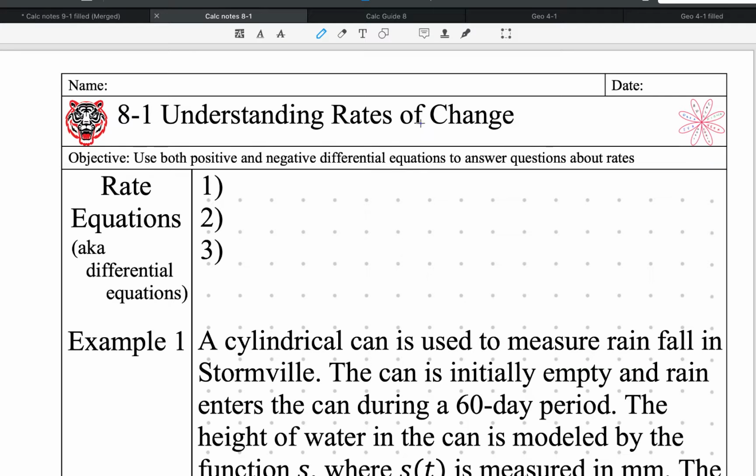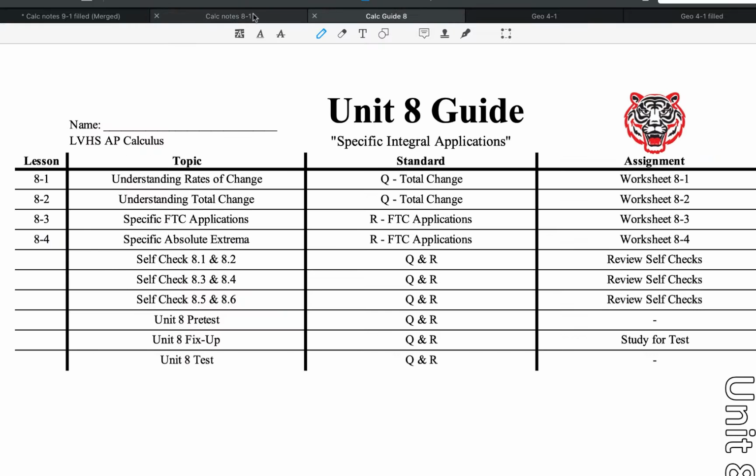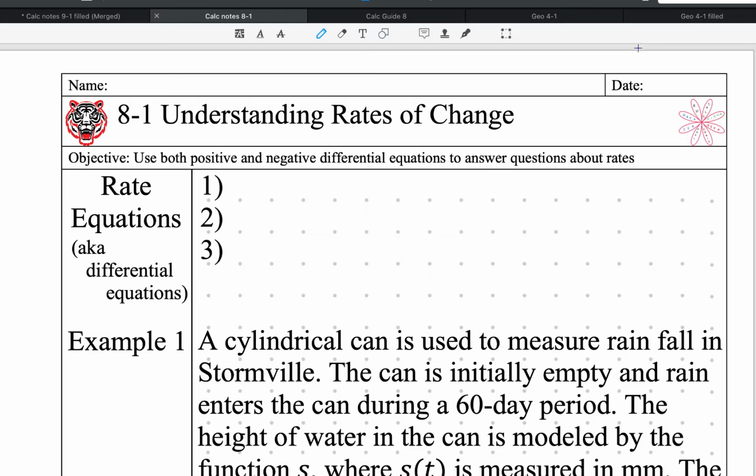Right, we're in our brand new unit, Unit 8. There's our unit guide, and here we go. Today's date is Tuesday, February 2nd, 2021.